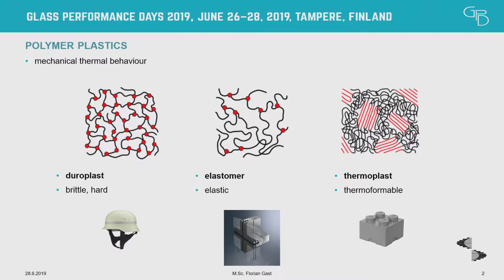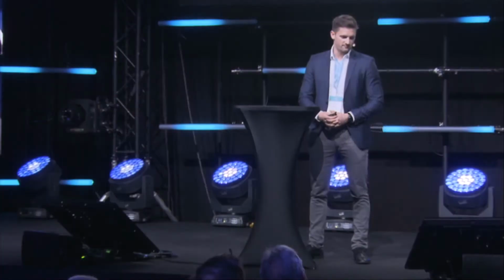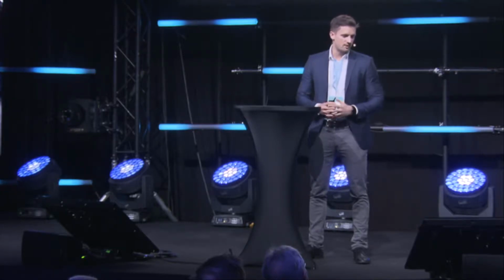On the right-hand side, we have thermoplastics. They are non-cross-linked, and as the name already says, they are thermoformable. An example is a Lego brick, or also the intermediate foil of laminated glass. It's also an example for thermoplasts. And finally, we come to the middle, elastomers. They are widely cross-linked, and the strength is relatively low, but the big advantage is that you have high possible elongation rates, and that's one of the reasons why it's perfect to bond metal parts with glass.